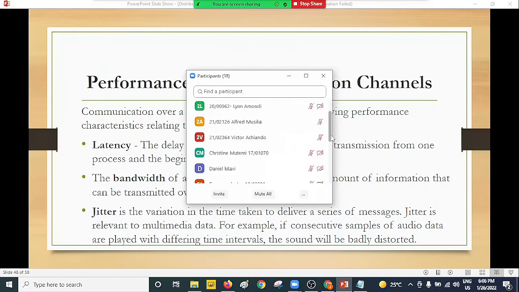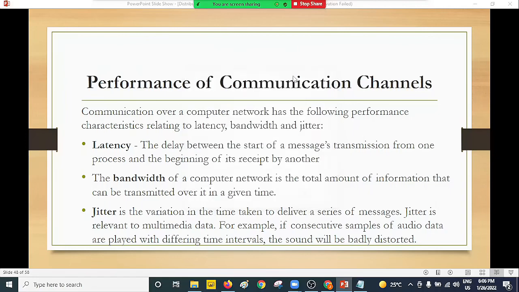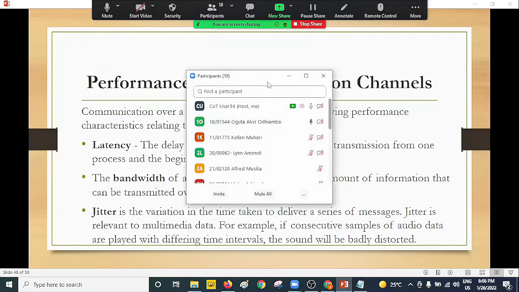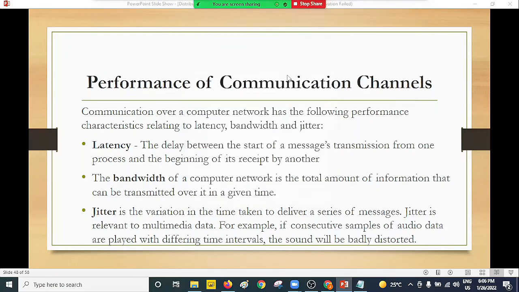An example of latency is whereby when a person transmits a message over the network, it reaches at an unexpected time rather than the expected one. So that is the network. Any other latency example?